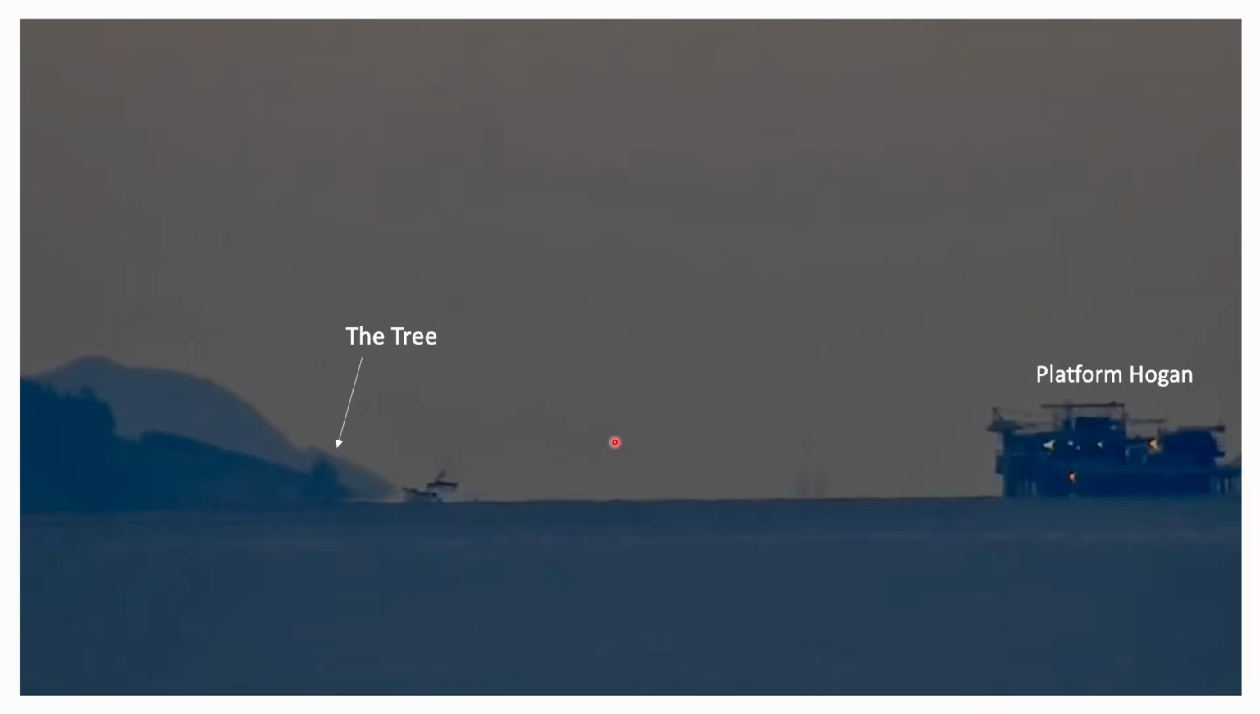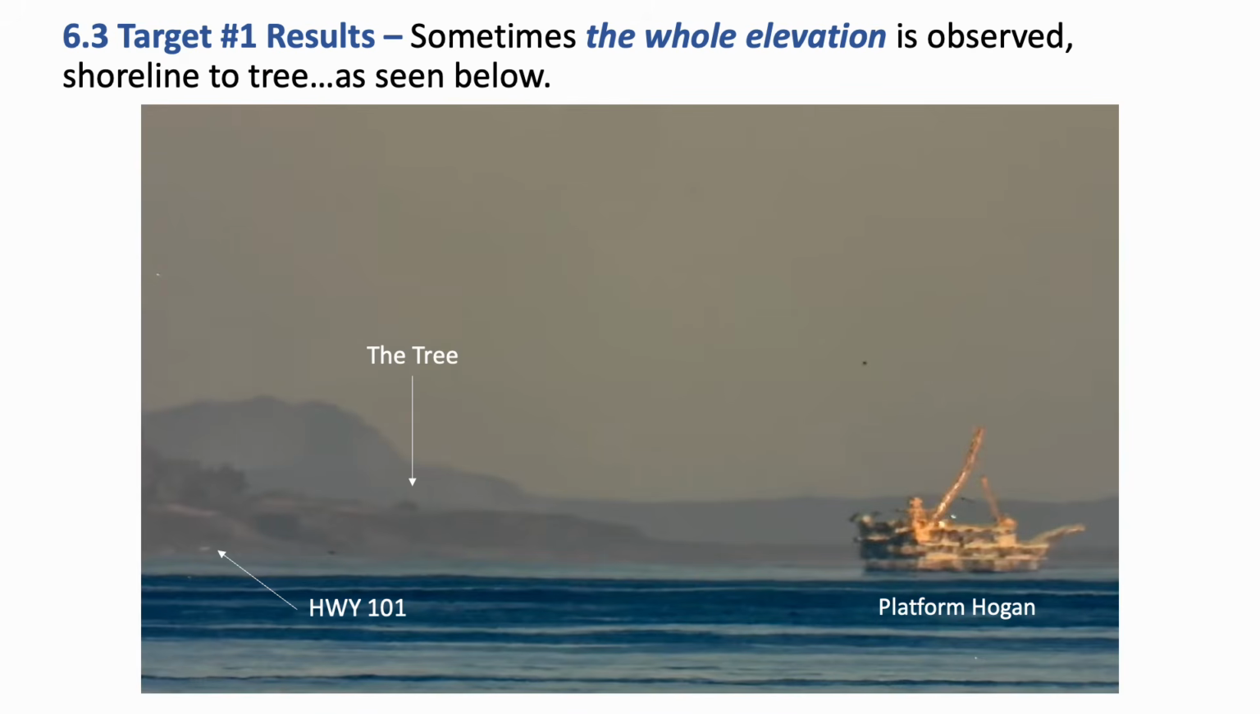Here's another shot of the same effect at the tree. You've got the tree above the apparent horizon, an obvious inferior mirage. This is a boat here, Platform Hogan. Sometimes the whole elevation from the water line to the tree is observed. You can see part of Highway 101 right here. It's harder to see at 30.6 miles, but we see it occasionally.